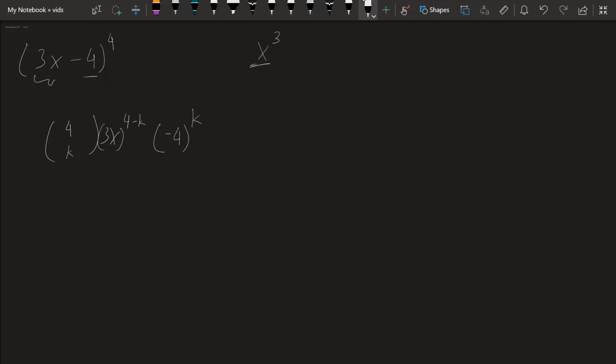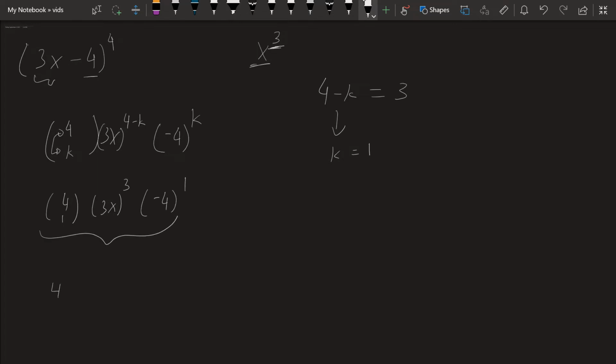Now, what do we know about 4 and k? What's the relationship between them? We know that 4 minus k is supposed to be equal to this number, right? So in this case, you can solve this, and k is equal to 1. Let's substitute 4 combination 1. 3x raised to the power of 3, minus 4 is raised to the power of 1. And that should be your answer.